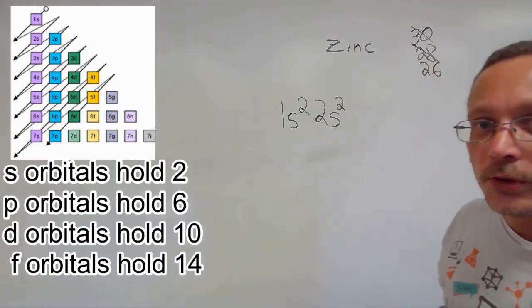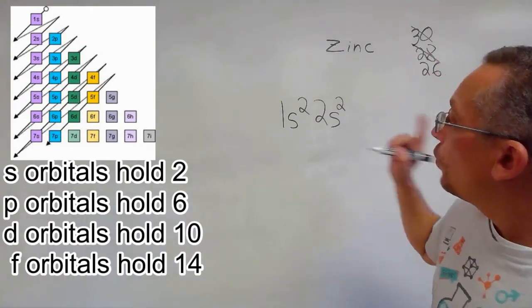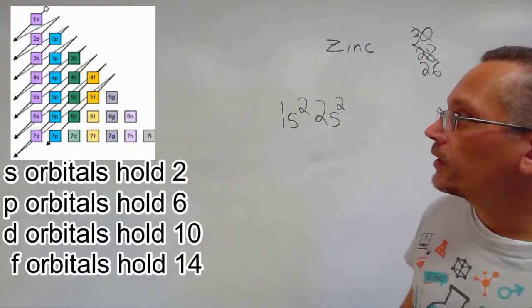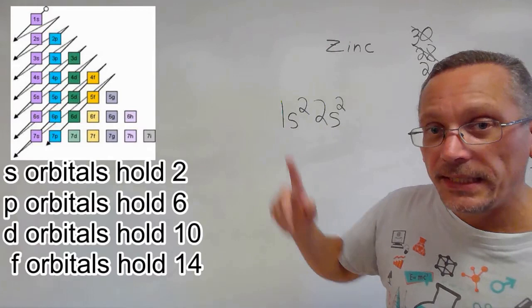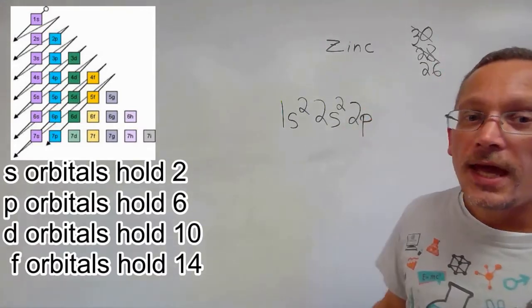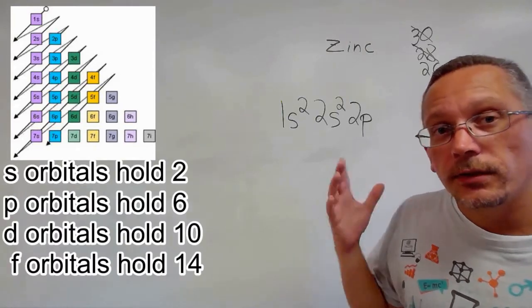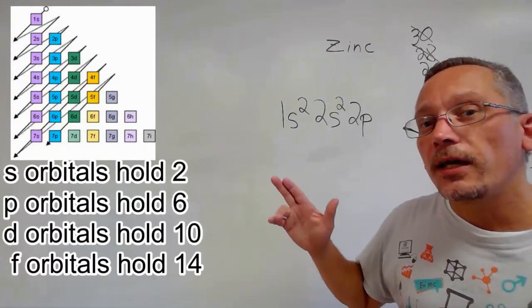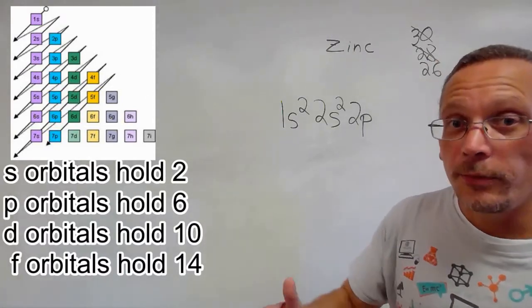I've got 26 more to deal with. Okay. What is the next orbital that fills after 2s? Let's take a look there. You can see it's 2p. And how many electrons can I put in a p orbital? Take a look there. I can put 6 electrons in a p orbital.